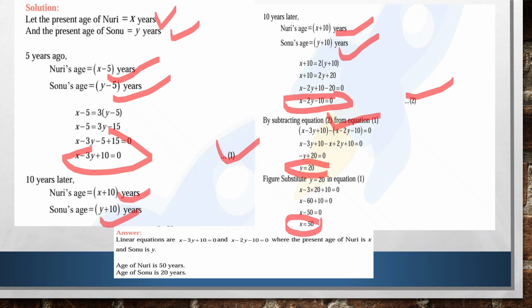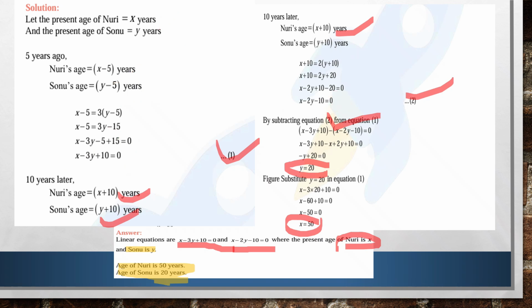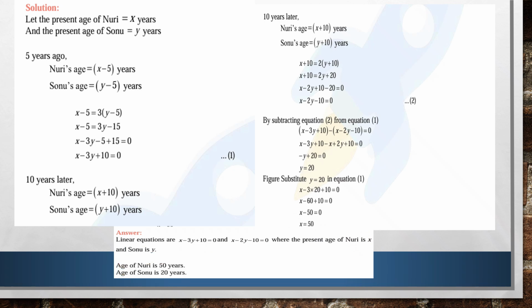Therefore, I can write the linear equations as x minus 3y plus 10 is equal to 0 and x minus 2y minus 10 is equal to 0, where the present age of Noori is x and of Sonu is y. Therefore, the age of Noori is 50 years and the age of Sonu is 20 years. So practice this type of question. These are very important for 4 and 5 marks questions.